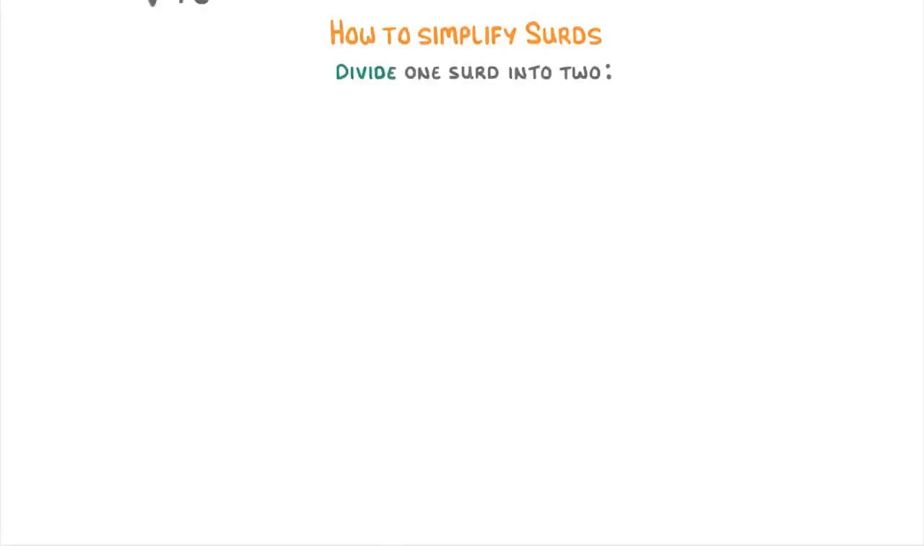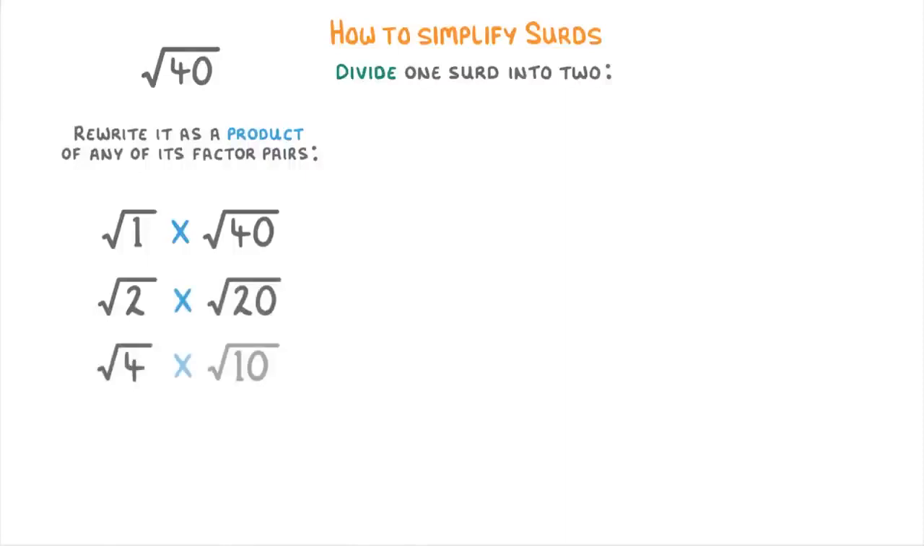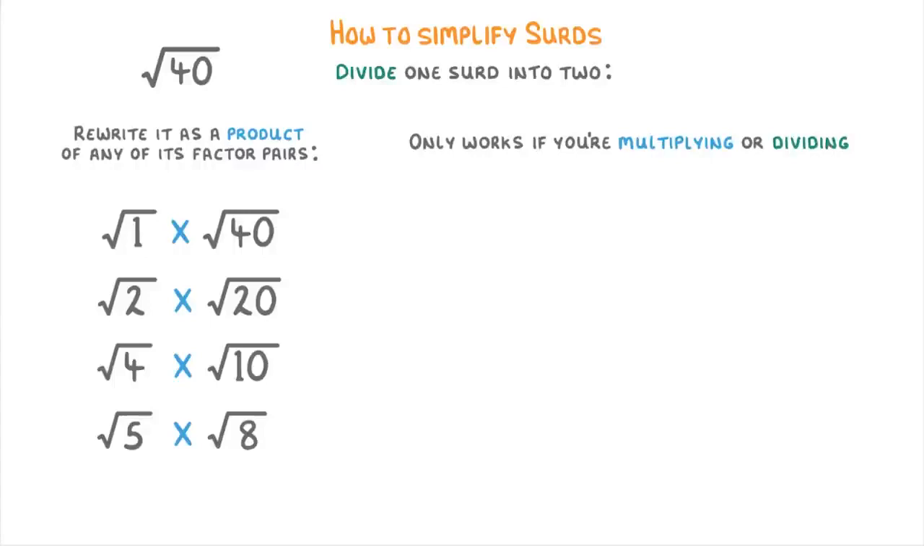For example, if we took root 40, we could rewrite it as a product of any of its factor pairs. For example, root 1 times root 40, root 2 times root 20, root 4 times root 10, or root 5 times root 8. One important point though is that this rule only works if you're multiplying or dividing.